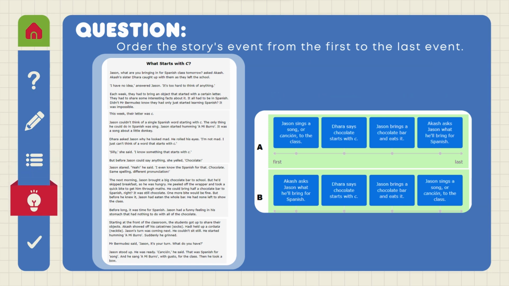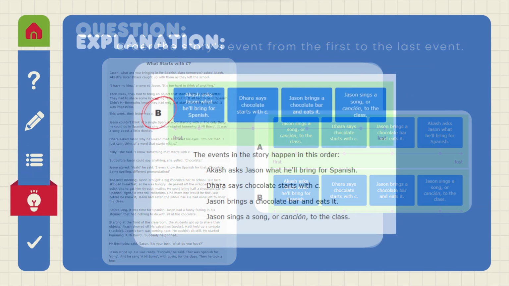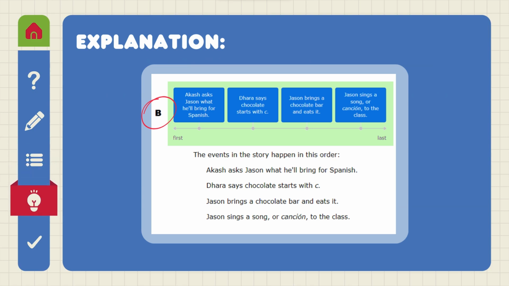Is it letter A or is it letter B? The correct answer is letter B. The events in the story happened in this order.